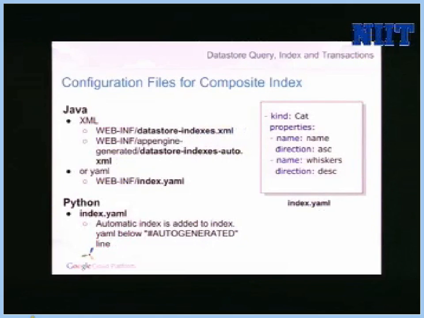This is an example of a query for a composite index. In Java, you can specify that in the file called datastore-indexes or in the index.yaml file. In Python, you can just use your index.yaml file. Or you can write the definitions of the composite index like this. You can specify the kind name and the rest of the properties with the property name and the directions you want to have. By specifying this and deploying this application onto the cloud, Datastore will start building the composite index for you.